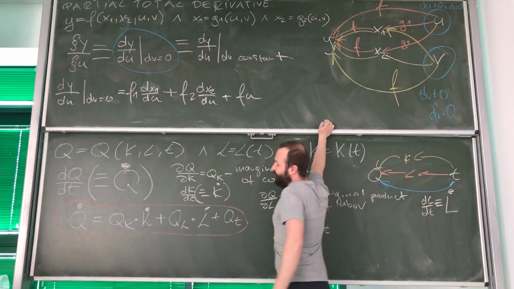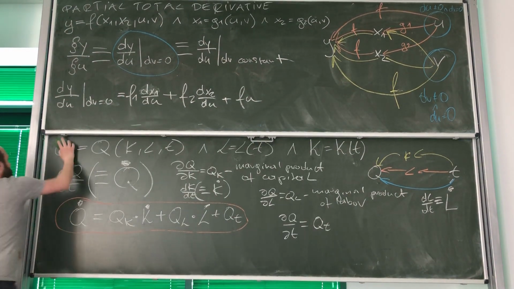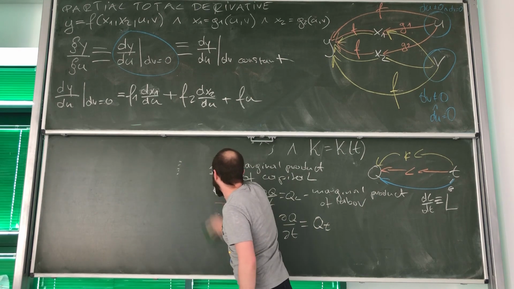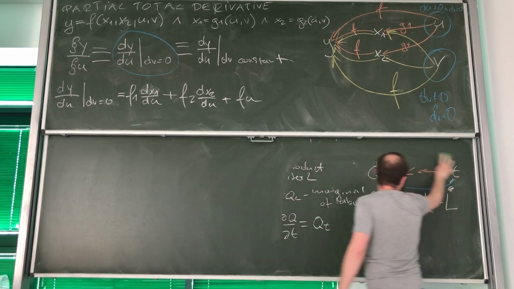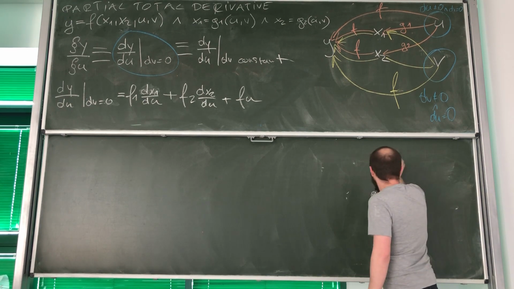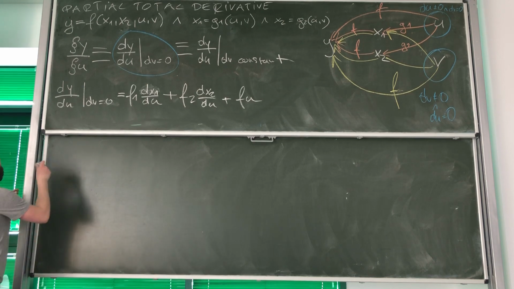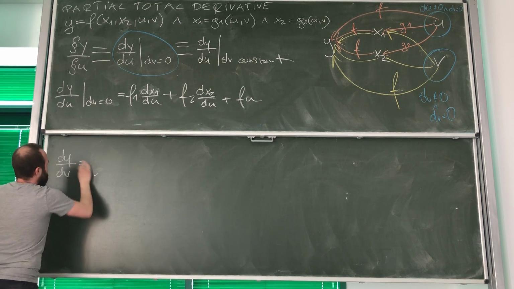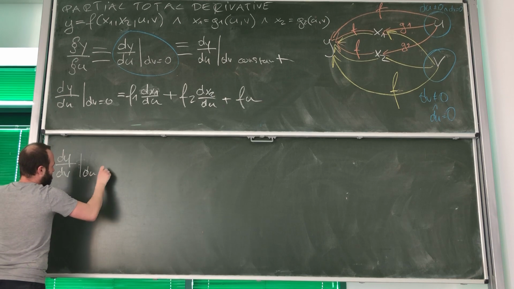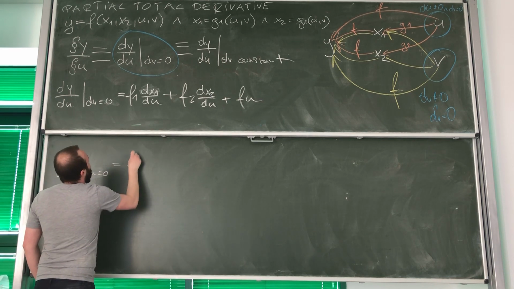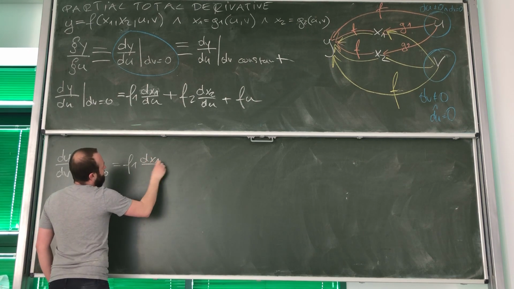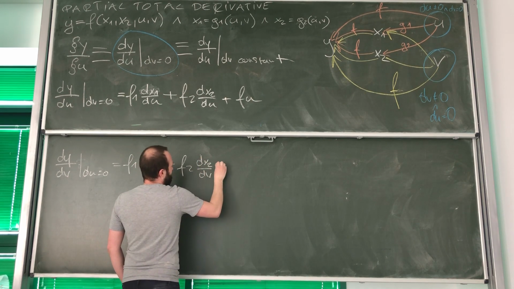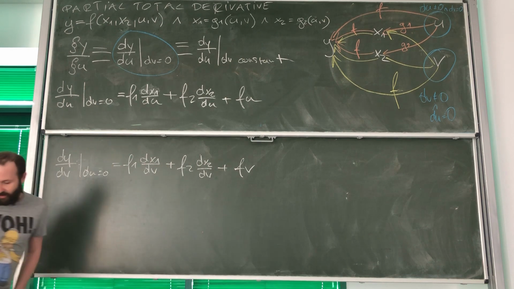Okay, and look, by the same token, quite easily, what we can do is the same for v: dy dv equals f1 dx1 dv plus f2 dx2 dv plus fv.